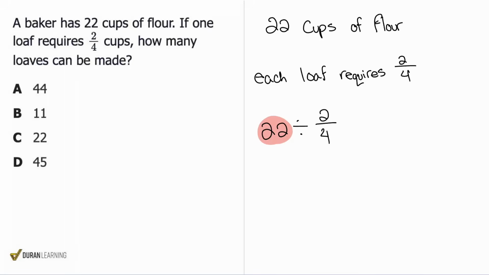We'll keep the first value the same, 22, which is the same thing as just saying 22 over 1. You can write it like that if you'd like to. We will change the operation from division to multiplication. And then we will flip the fraction that's being divided from 2 over 4 to 4 over 2. Just like that. So my party people, before we multiply, we can simplify to give ourselves a little more room, a little more leeway here.